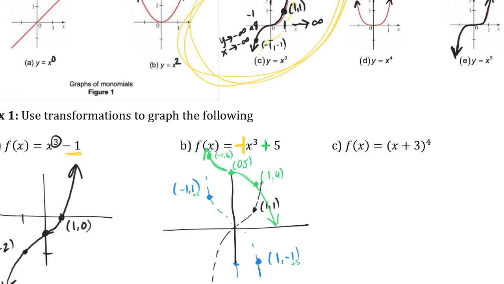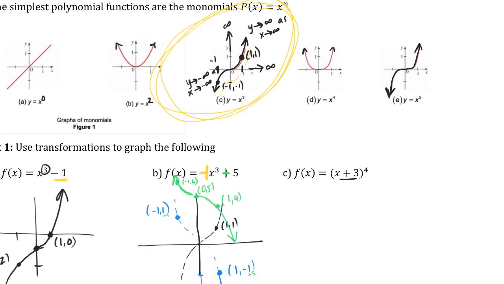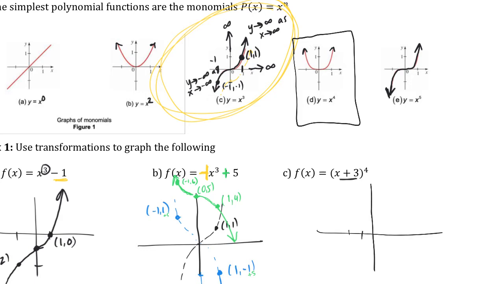All right, and now I see this one. I'm adding 3 to the input. So what happens there is we have this original y equals x to the 4th graph, but it's just going to slide the whole thing left 3. So originally we would have that x-intercept at 0, 0, but now it's going to be at negative 3, 0.